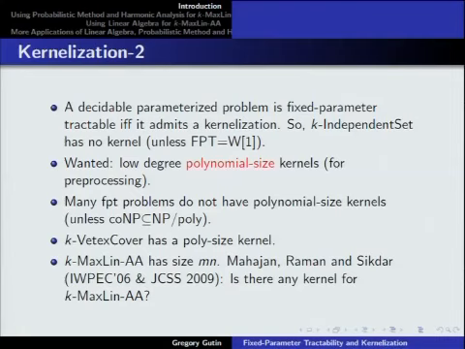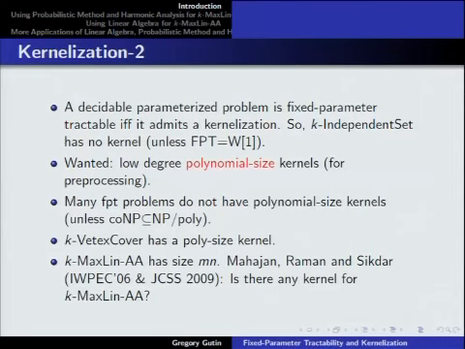Unfortunately, many fixed parameter tractable problems do not have polynomial size kernels unless we have another condition, co-NP is part of NP poly, which is another complexity assumption, again widely believed not to be true. And again, from what we know now, k vertex cover has a polynomial size kernel.